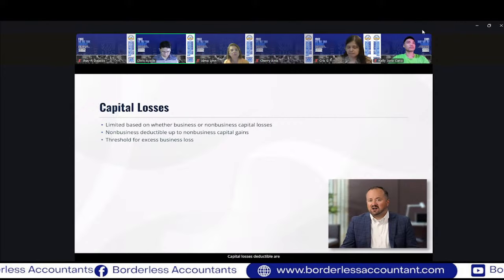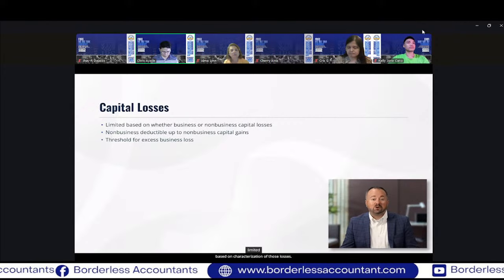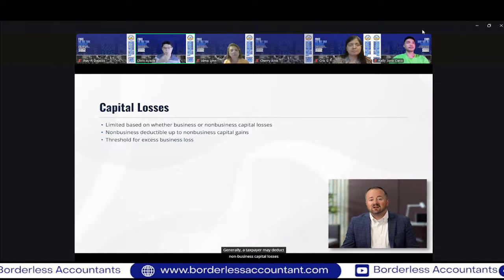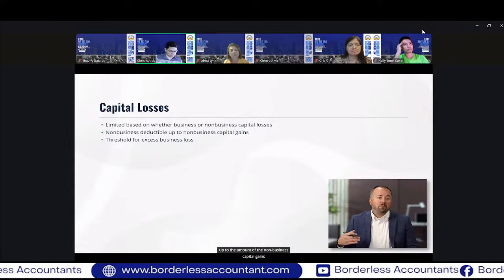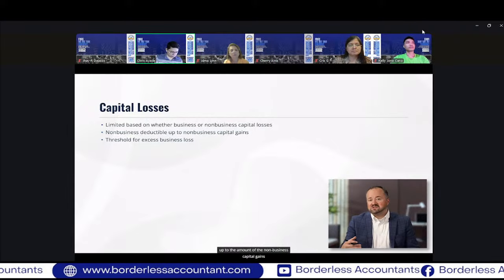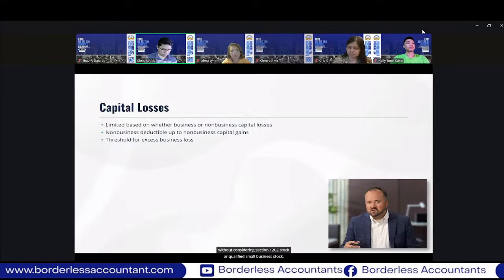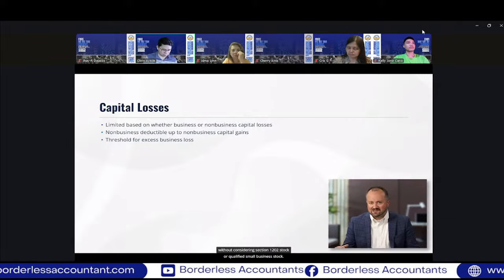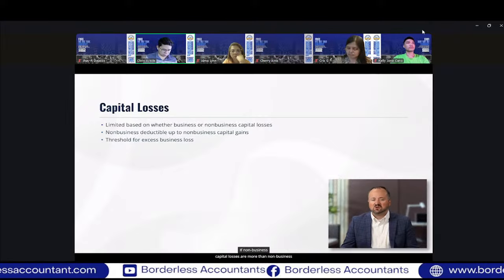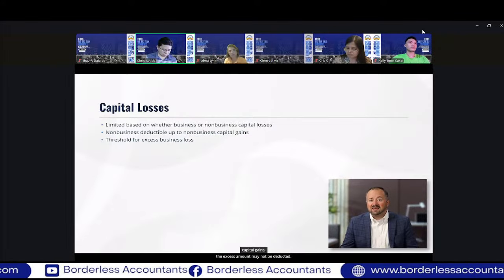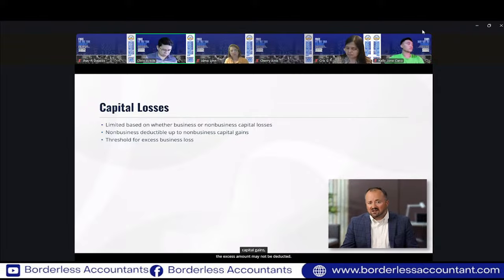Capital losses deductible are limited based on characterization of those losses. Generally, a taxpayer may deduct non-business capital losses up to the amount of the non-business capital gains, without considering Section 1202 stock or qualified small business stock. If non-business capital losses are more than non-business capital gains, the excess amount may not be deducted.